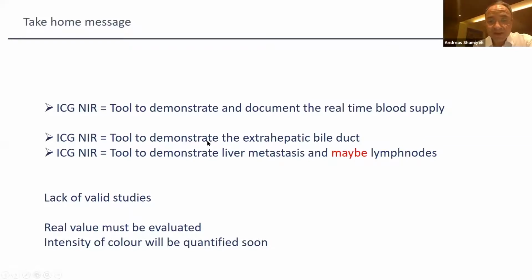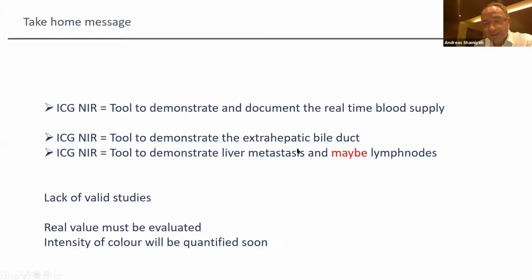I didn't go on bile duct because it was covered earlier, but to document the extrahepatic bile duct, we use it if we expect a difficult cholecystectomy, Mirizzi syndrome, abscess formation, then we give it 1 hour prior to the operation. You see the bile duct. And of course, it might be a good tool for the liver metastasis. You need more routine on that to get familiar with the system.